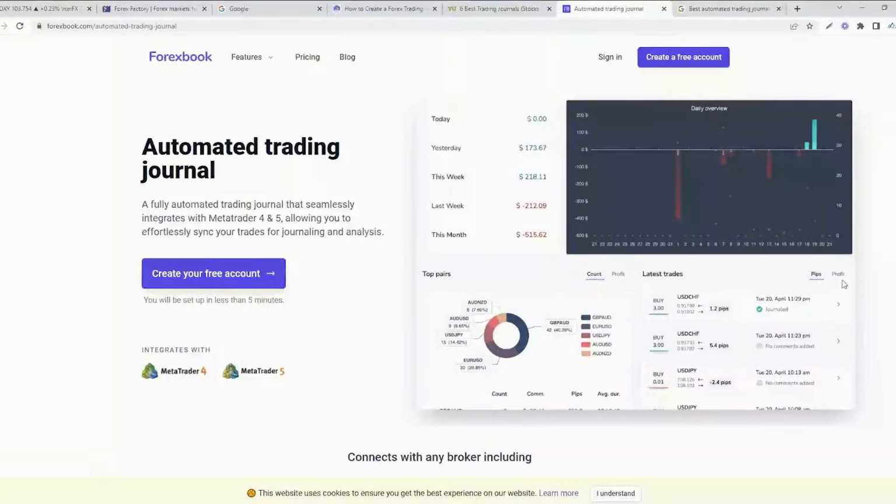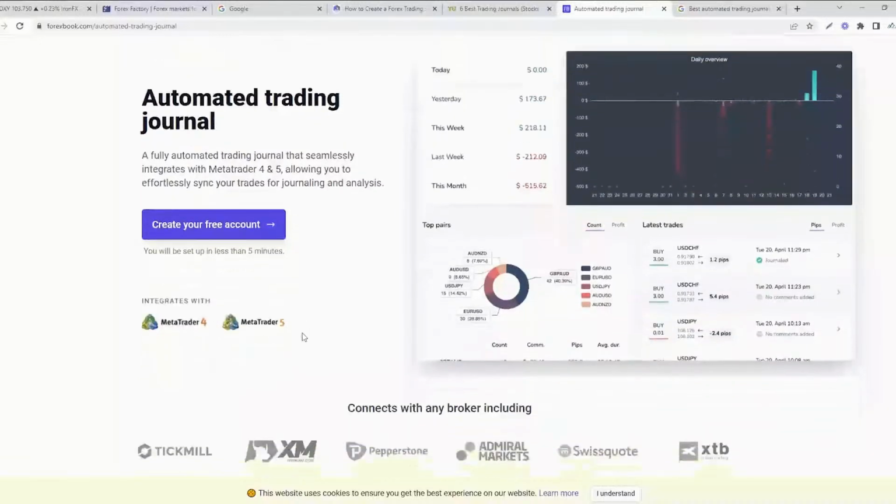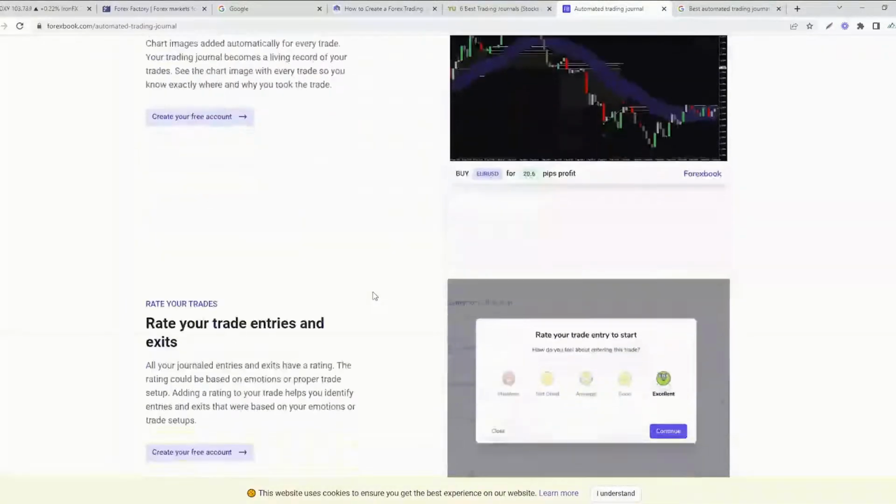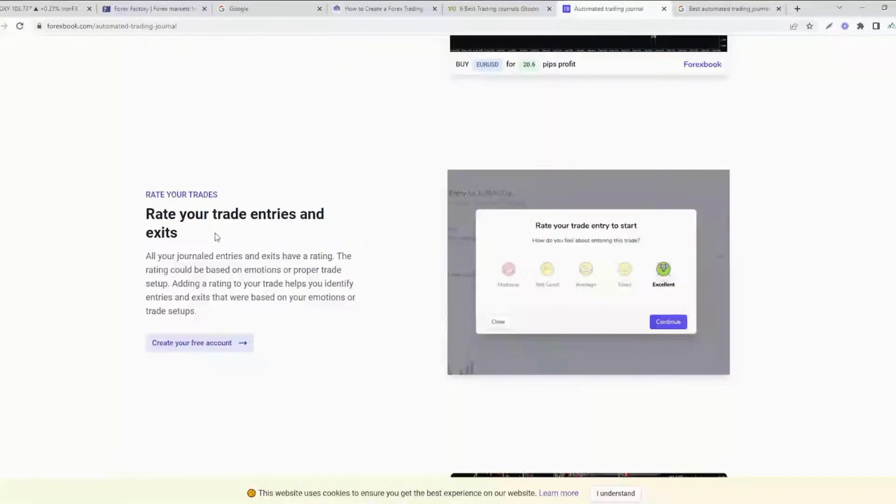And perhaps you can change it. Yeah, you can toggle between pips and profit as well. It connects with many brokers as well. So the trade images are automatically captured for each trade. So that's good. You can also rate your trade entries and exits.